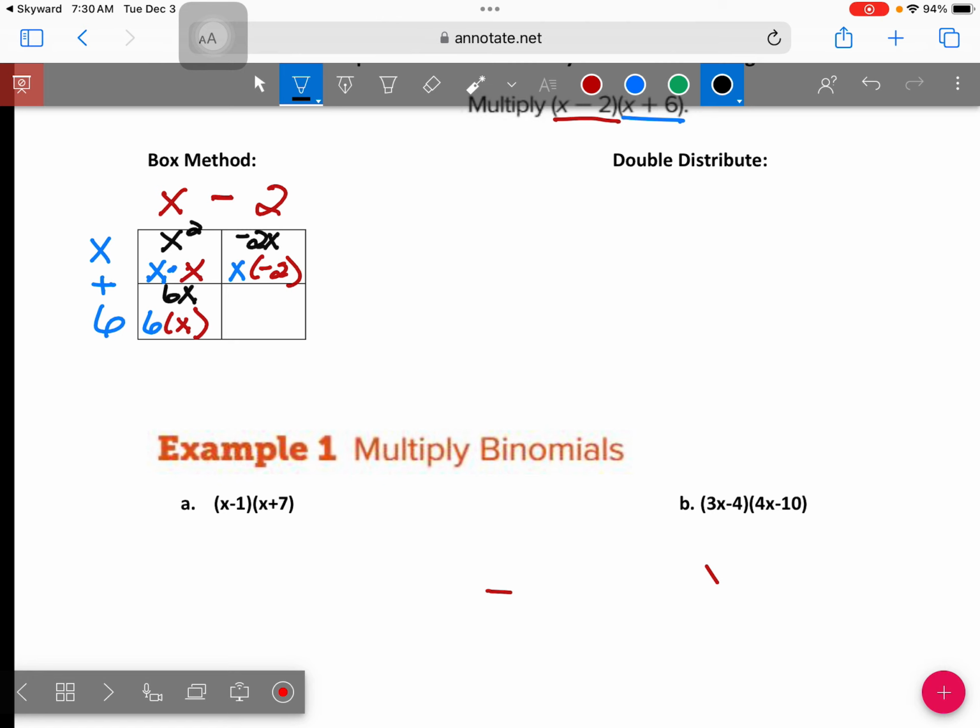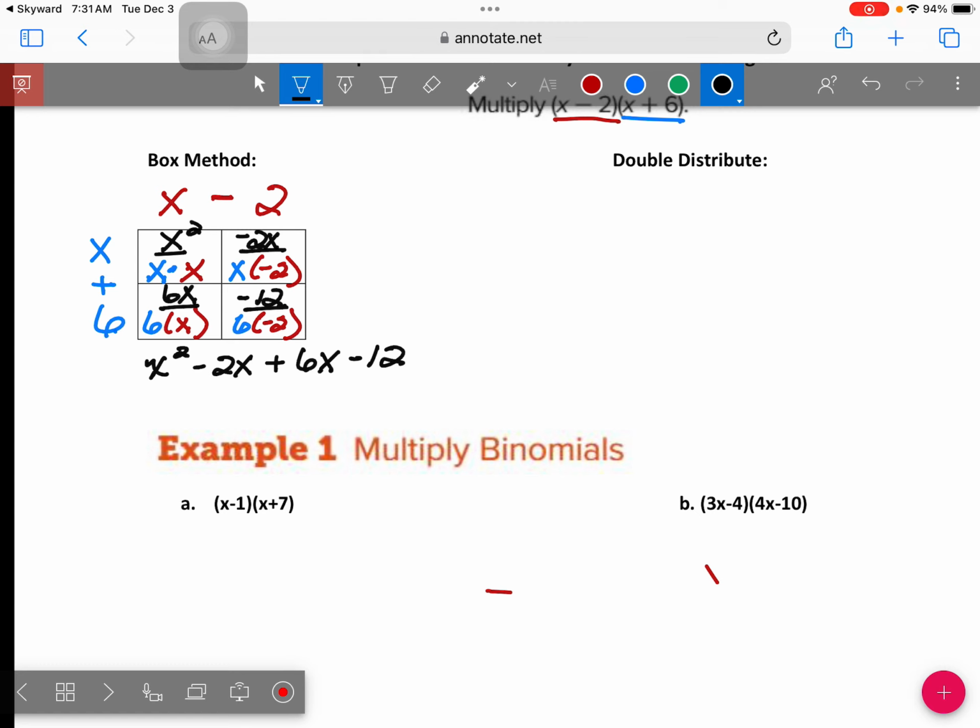And then finally, you are going to multiply the 6 in blue times the negative 2. So 6 times negative 2 gives me negative 12. Okay? So all of these values, after I have multiplied them, I'm going to write them together and say that is x squared minus 2x plus 6x and minus 12.